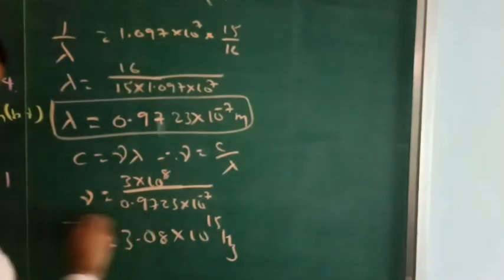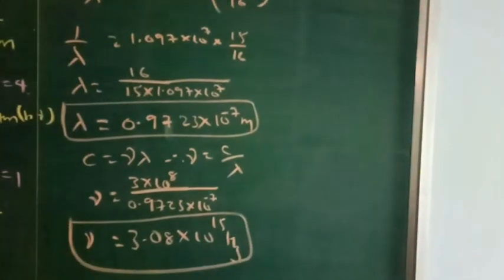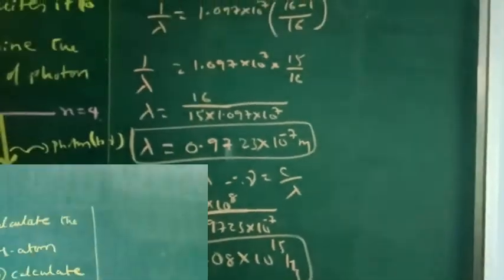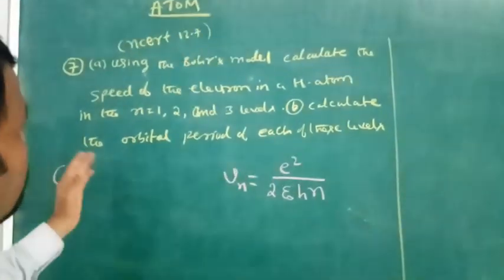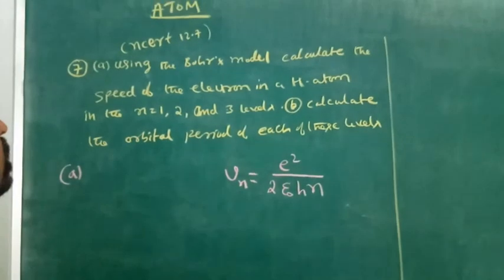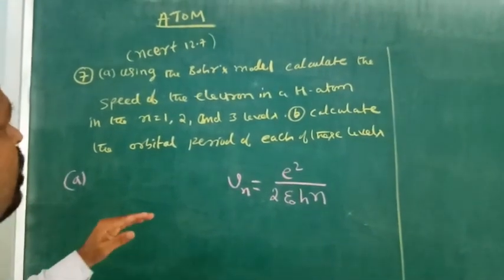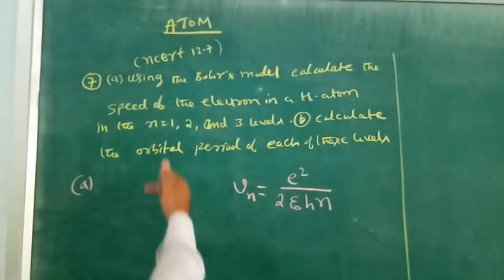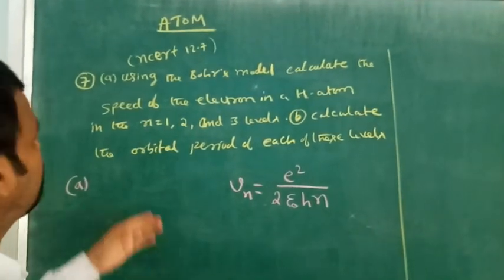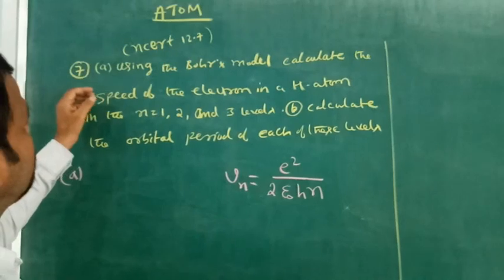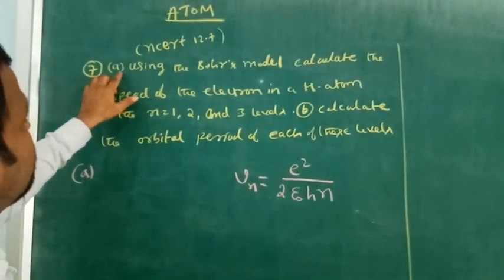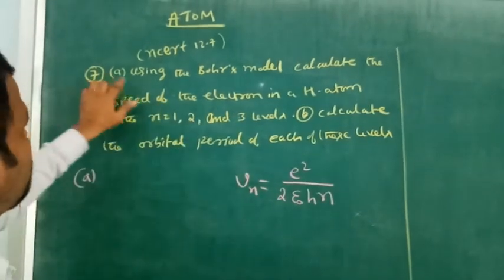This is the frequency of the emitted photon during the transition. Now, move on to the next problem of another type. This is the 7th problem in the NCERT textbook. The problem is like this. There are two sub-problems.